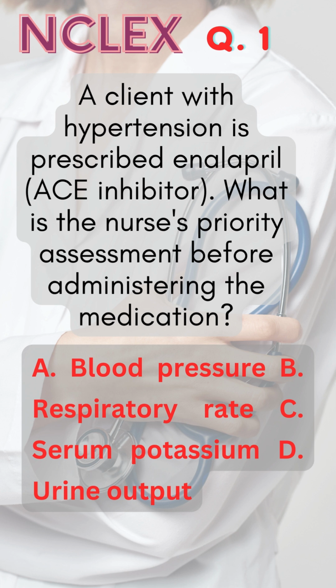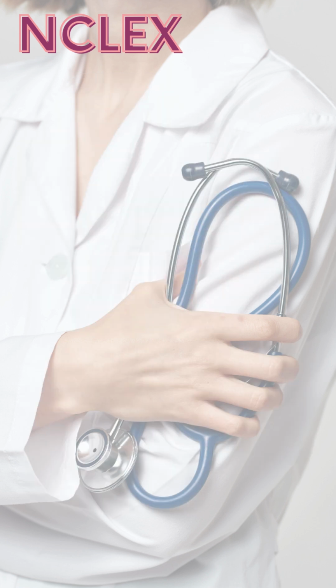A client with hypertension is prescribed enalapril, an ACE inhibitor. What is the nurse's priority assessment before administering the medication? A. Blood pressure. B. Respiratory rate. C. Serum potassium. D. Urine output.